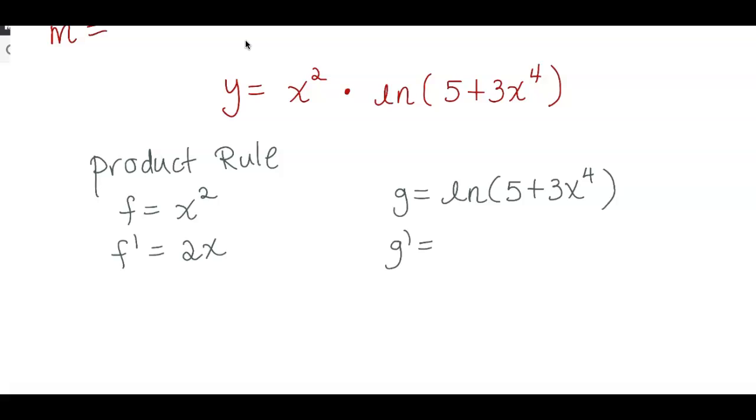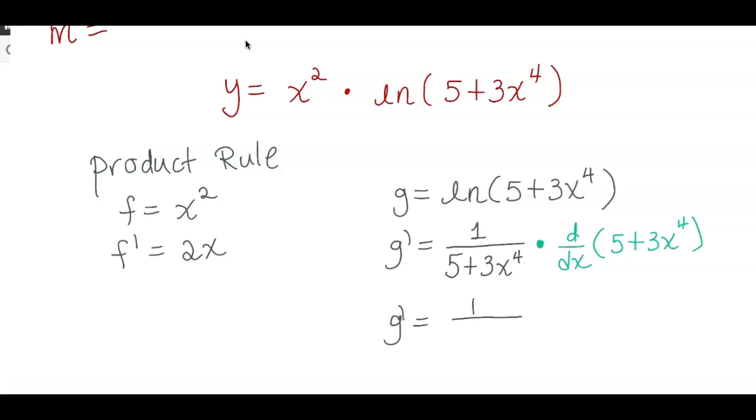You saw how I did this on the lesson videos. Whatever the argument is goes in the denominator. So we will first have 1 divided by 5 plus 3x to the fourth power. But don't forget to multiply this by the derivative of that argument, d/dx of 5 plus 3x to the fourth power.